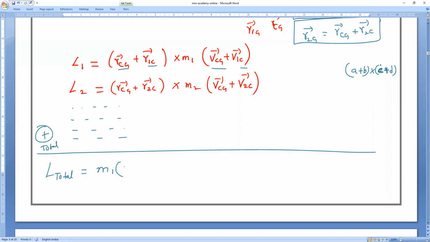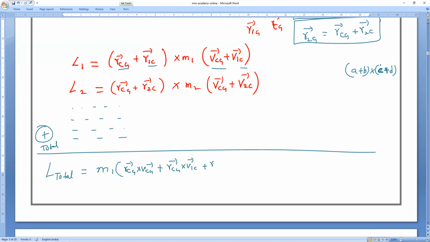So M1 here inside, what will happen? RC into VC. RC with respect to ground into VC with respect to ground, am I right? Plus the second one, RC into V1C: RC with respect to ground into V1 with respect to center of mass, plus.